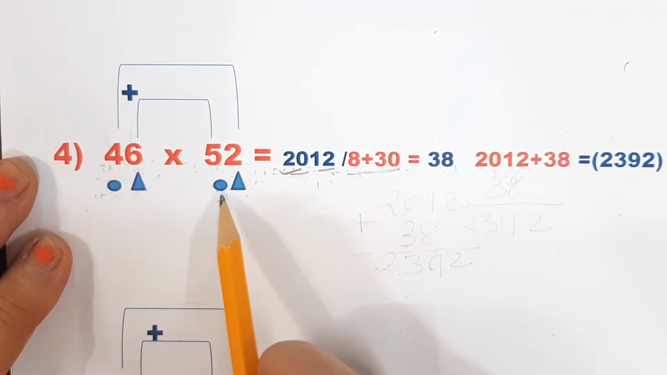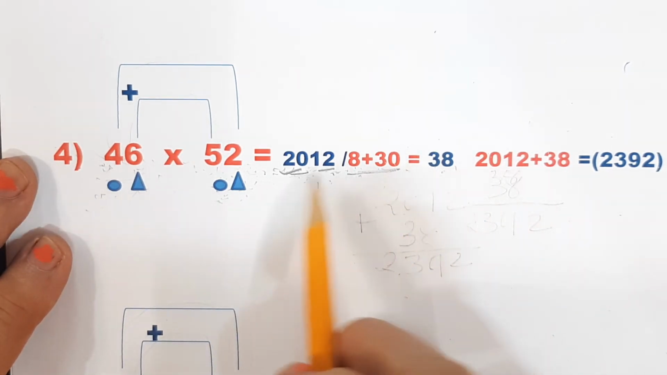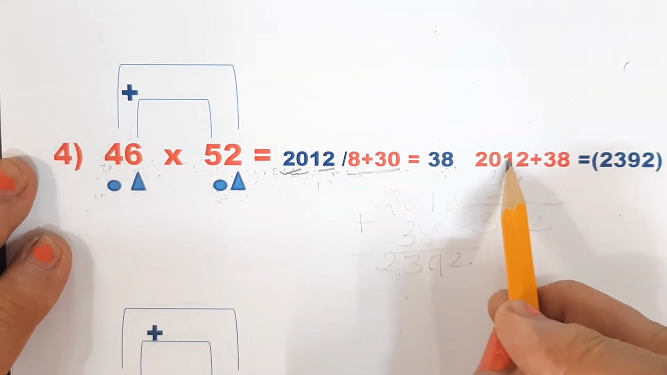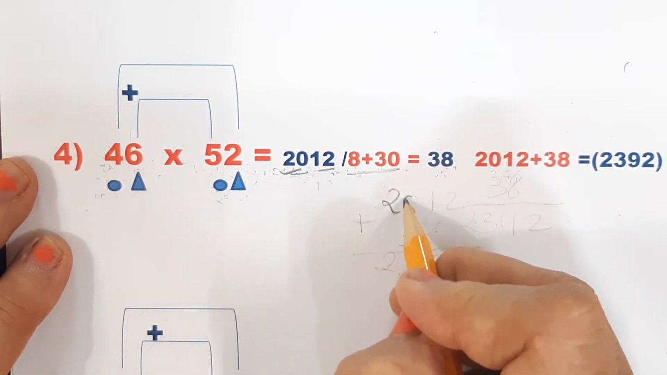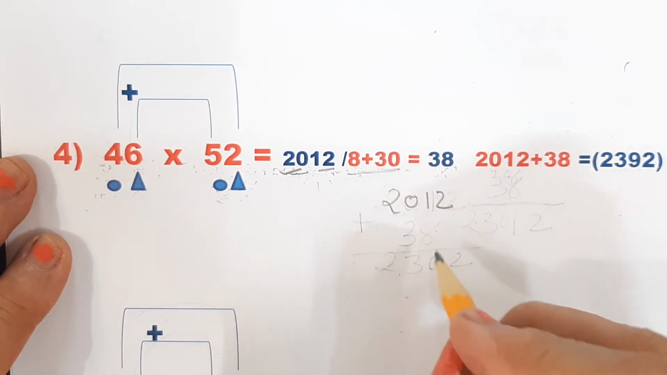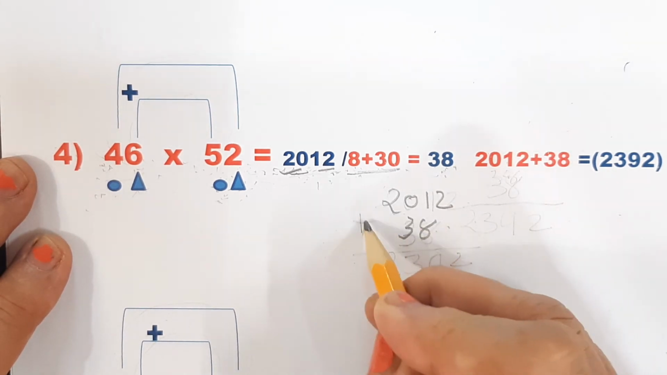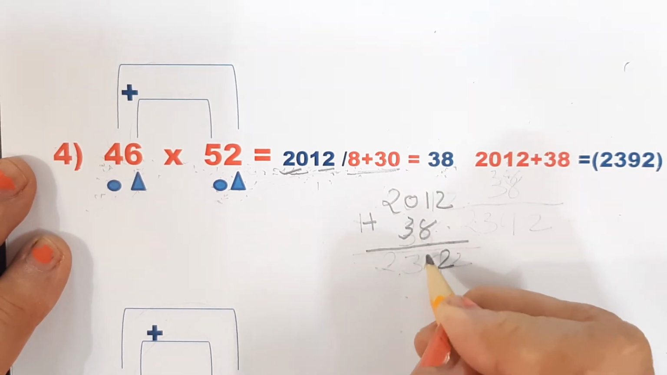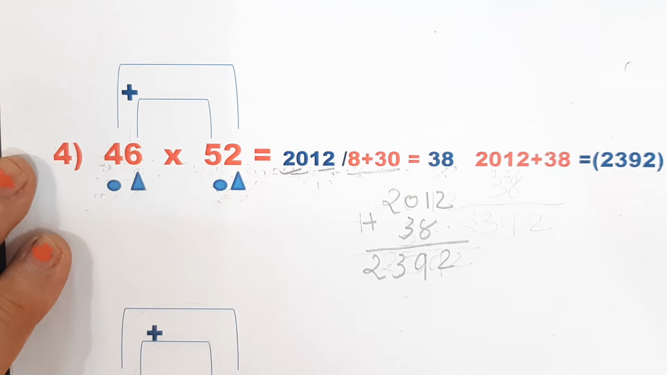The answer of the sign is this, and the answer of the bridge is this. But you have to add both figures, and your figure will start from the second upper figure. Your first figure is 2012 and the second answer is 38, but your 8 will come here only, not here, right? And you have to add it. So the answer will be 2392. Okay, got it?